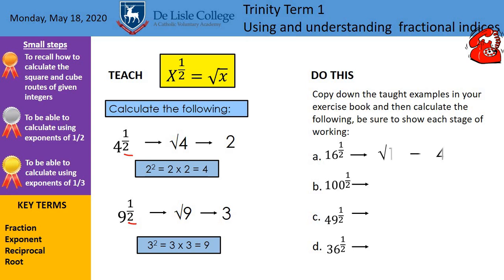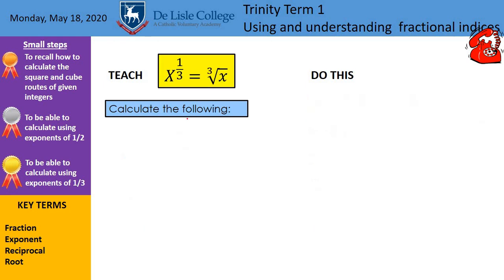Good, excellent. So you should have the square root of 16, which is 4. So 100 to the power of a half means, what's the square root of 100? And it's 10. 49 to the power of a half means, what's the square root of 49? And it's 7. And then 36 to the power of a half means, what's the square root of 36? And it's 6. Right, now we're looking at this exponent's change now, so it's to a third.